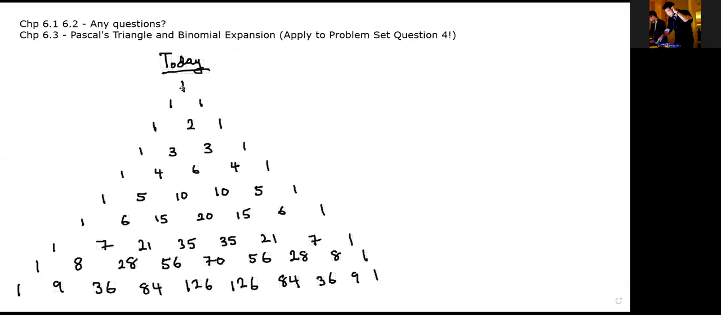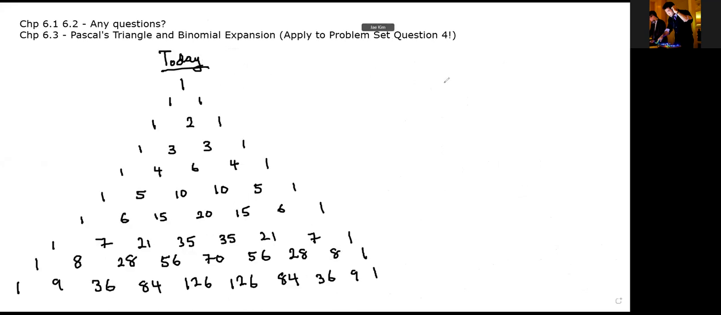Pascal's triangle is simply an extended version of a recursive formula. Please take a look. Pascal's triangle is simple. Whatever number we're looking at, let's say 15, is actually a sum of the two numbers directly above it. So 15 is 5 plus 10. And that applies to everything else. So 3 plus 3 is a 6. 4 plus 6 is a 10. And 5 plus 10 is a 15.